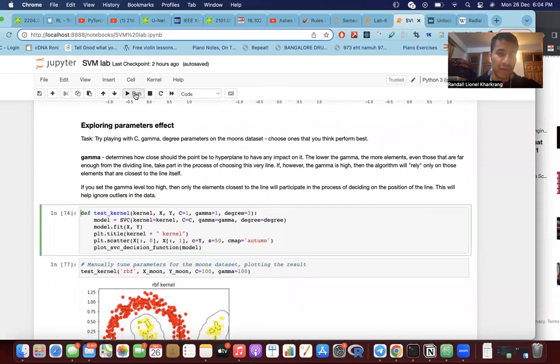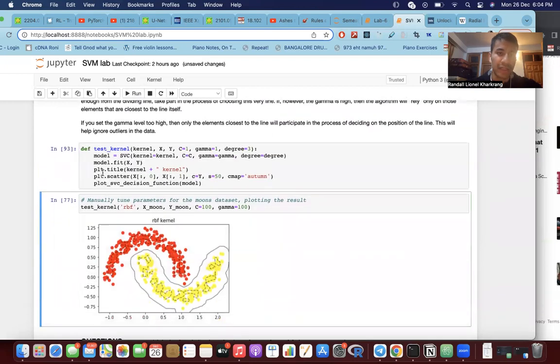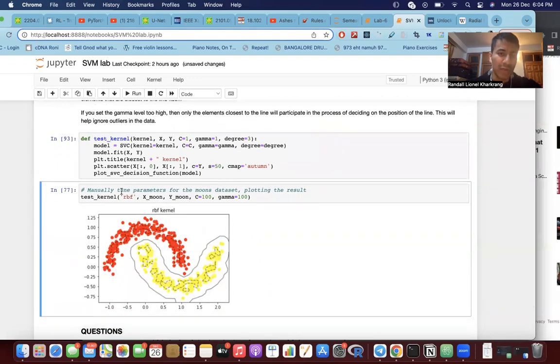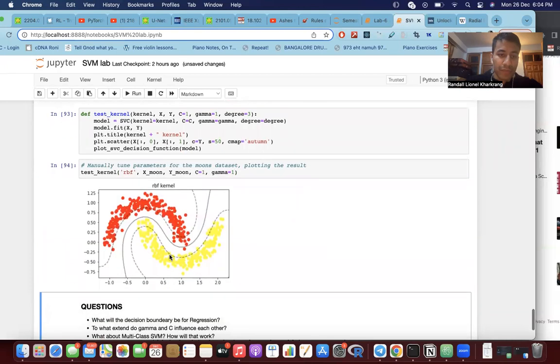So let's see here. This is just a function which takes a kernel and plots it. So let's do an RBF. Let's see first with C equal to 1 and gamma equal to 1. What happens? Looks good, right? So C equal to 1 is a bit lower on the lower side.